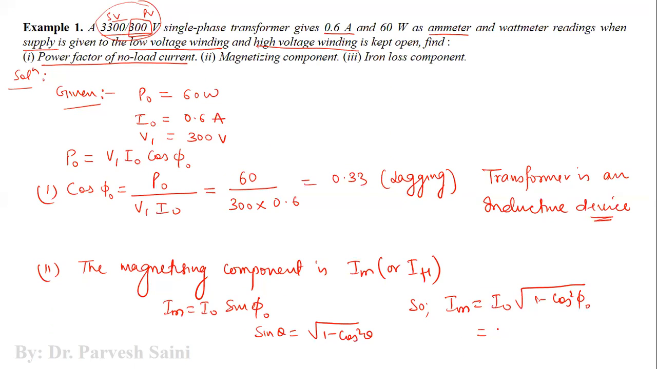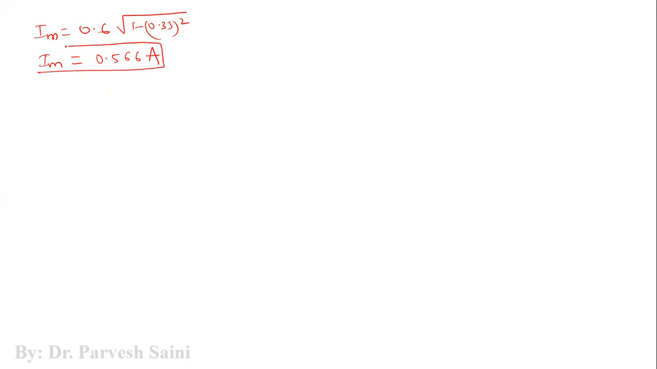So we can put the values here. I naught is 0.6, under root 1 minus 0.33 square, right? So Im will be equal to 0.6 into under root 1 minus 0.33 square. So on solving this, we get Im is equal to 0.566 ampere. So this is the value of the magnetizing component of no load current.